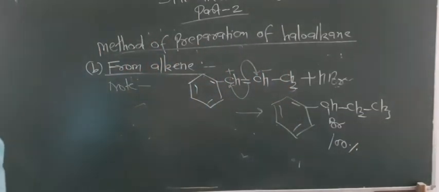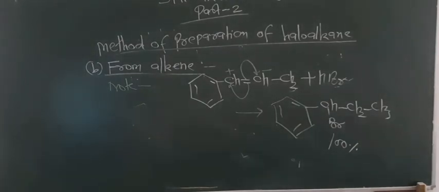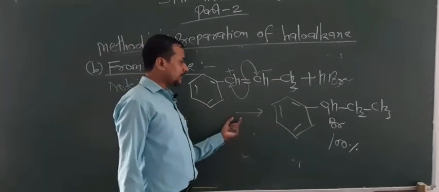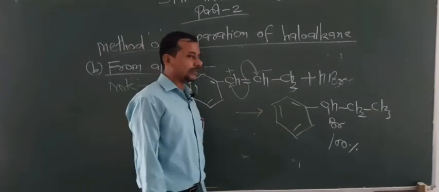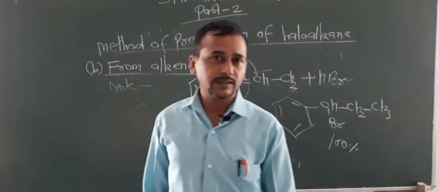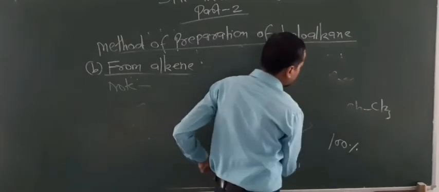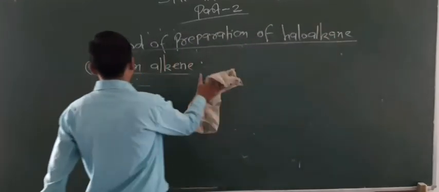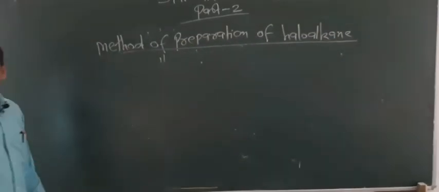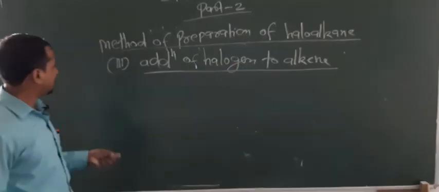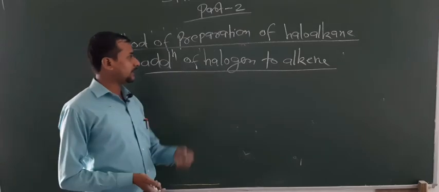So according to Markovnikov, this would give two types of products, but according to delocalization of electrons, this gives only one product, that is this. That's why delocalization of electrons is also important to learn and understand for the proper concept of organic chemistry. Now some more. Let us focus on the next preparation, addition of halogen to alkene.